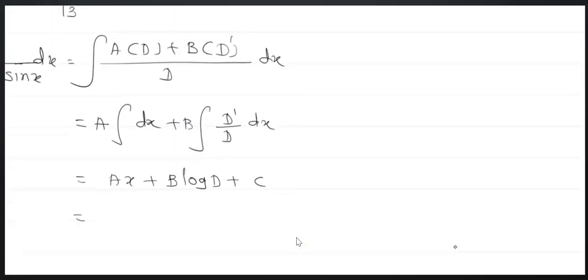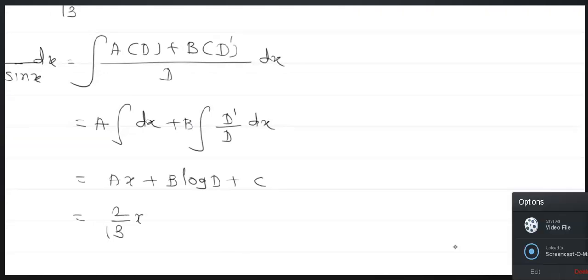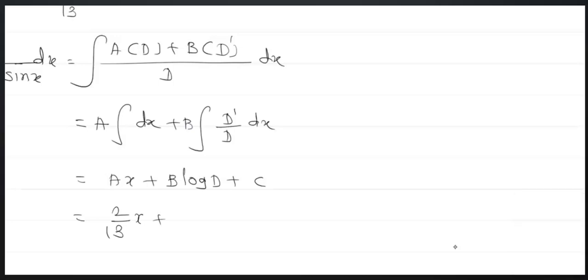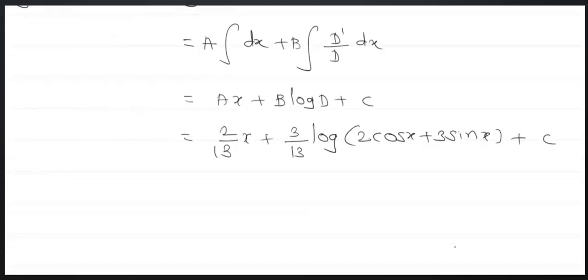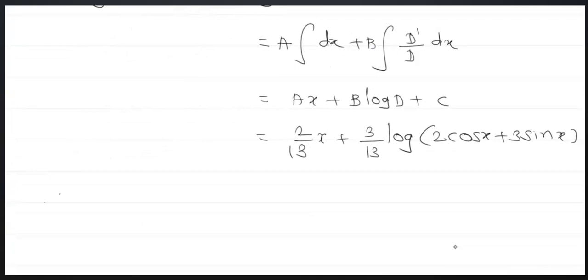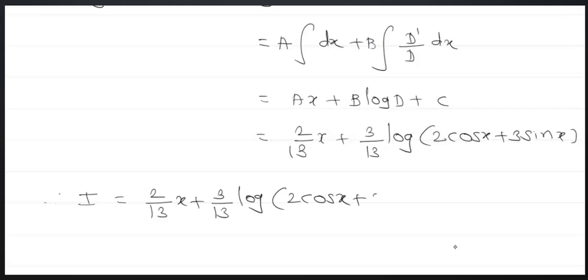Substitute the value of d and substitute the values of a and b. Here a is 2 upon 13 x plus the value of b is 3 upon 13 log of d, and the value of d is 2 cos x plus 3 sin x plus c. Therefore, I is equal to 2 upon 13 x plus 3 upon 13 log of 2 cos x plus 3 sin x plus c.